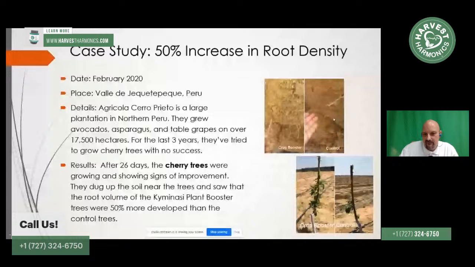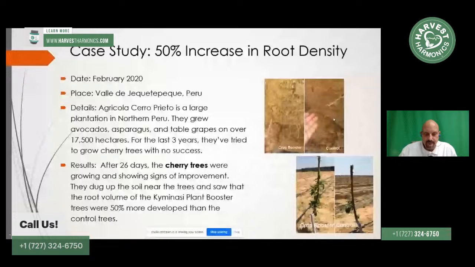So the fact that the Kimonosis plant booster was able to stimulate this root growth and root structure in the early phases of this seedling's growth, I believe they were like 2 or 3 month old seedlings when they were planted here when we started this experiment. And then after only an extra month, he said that the cherry trees were already looking like they were 2 or 3 months older than they were versus control. And I'll show you the sort of evolution here.